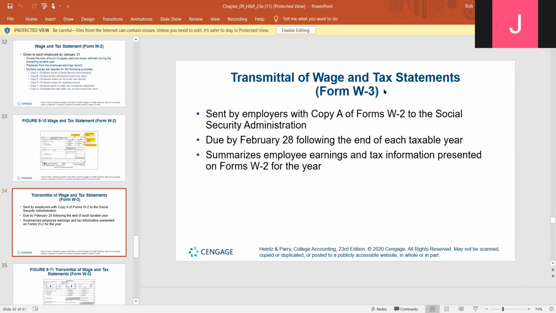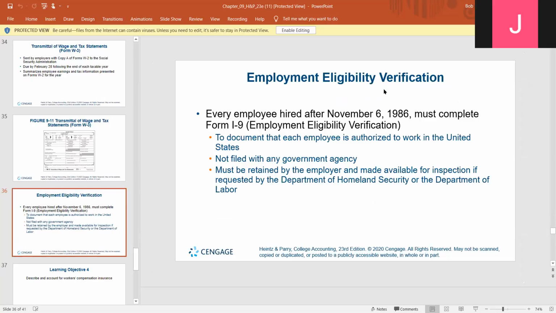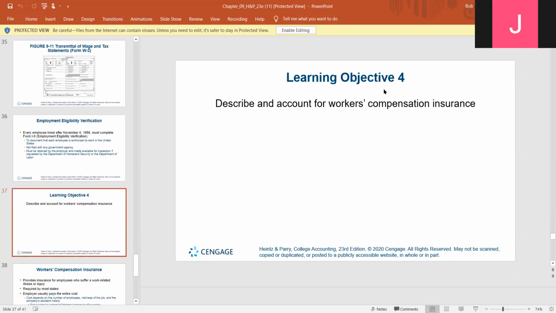And then the W-3, this is just the cover page for all the W-2s. It's the same form, just has all the totals. The I-9, I don't think we need to worry about I-9.